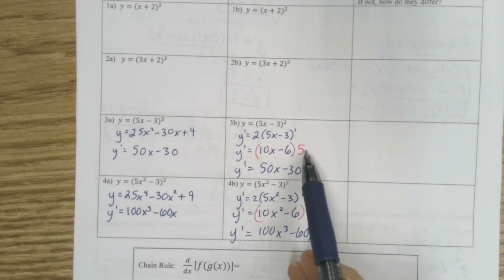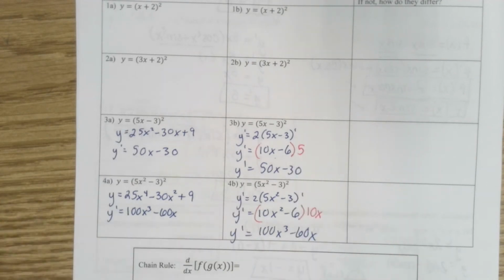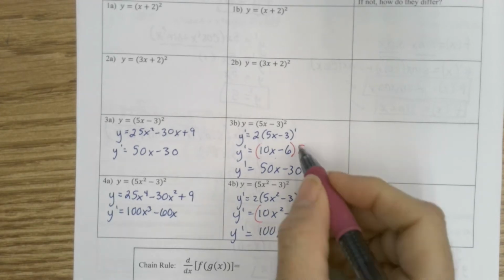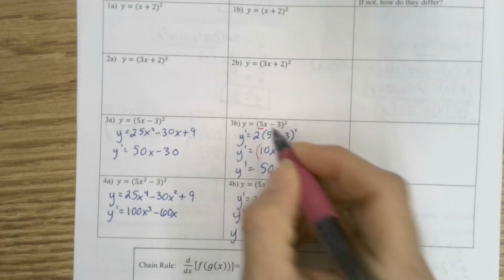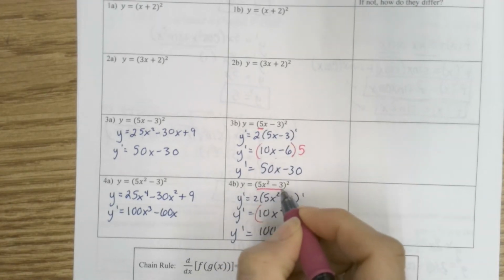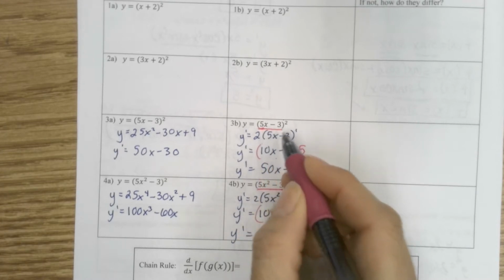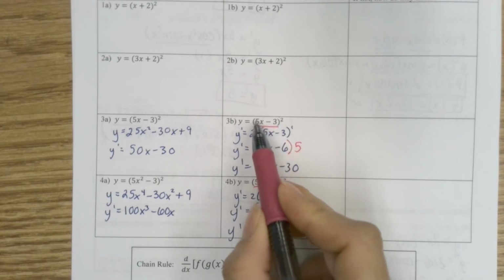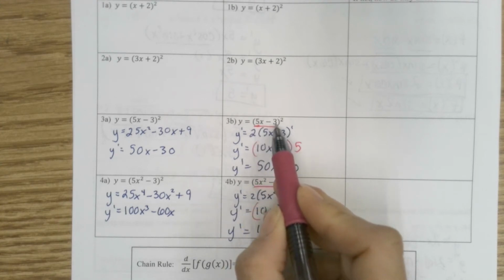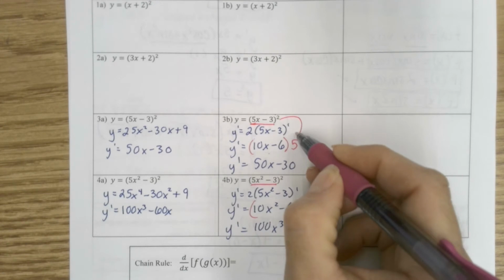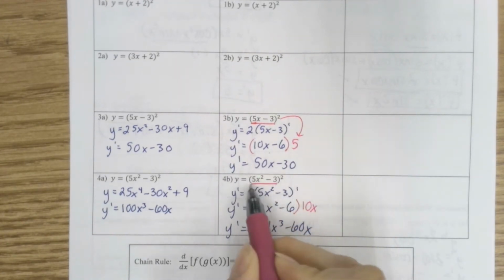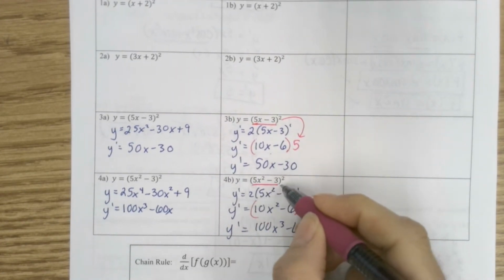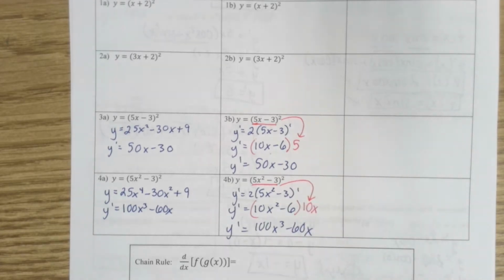So if you look at this multiplier that we're missing, here we were missing a 5, here we were missing a 10x. Where is that 5 coming from? Where is that 10x coming from? Well, it turns out that it's coming from something having to do with the binomial that is getting raised to that power. And you'll notice that the derivative of that inside expression, 5x minus 3, is 5. And the derivative of that inside expression, 5x squared minus 3, is 10x.